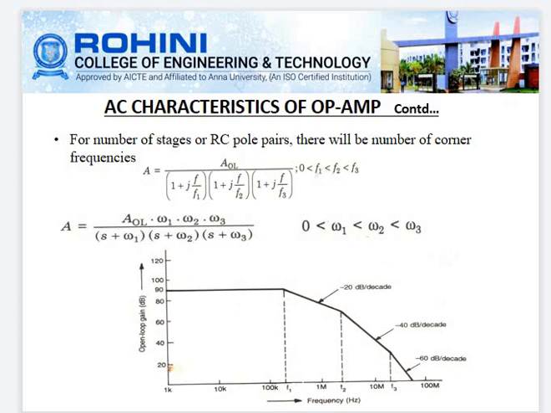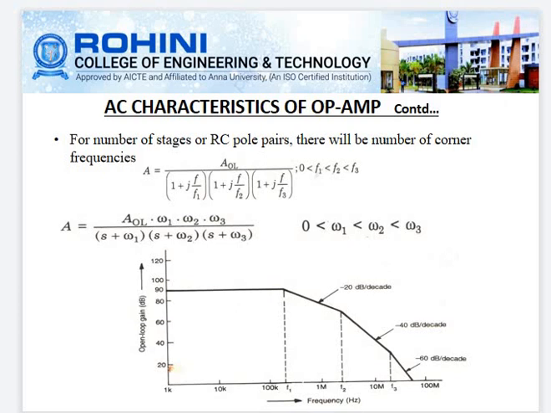So now we replace the analog frequency f by angular frequency omega. So gain A is equal to open loop gain into omega 1 into omega 2 into omega 3 divided by s plus omega 1 into s plus omega 2 into s plus omega 3. Here also omega 1 is greater than 0, omega 2 is greater than omega 1 and omega 3 is greater than omega 1 and omega 2.